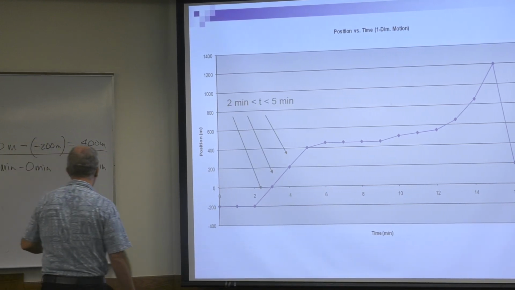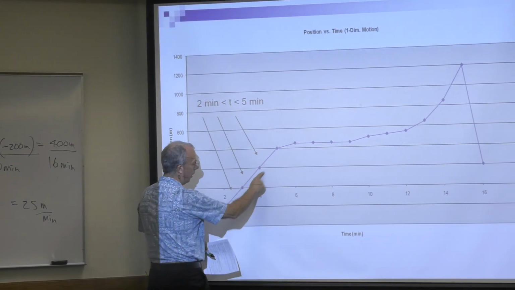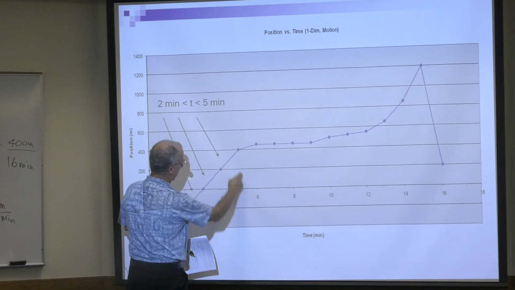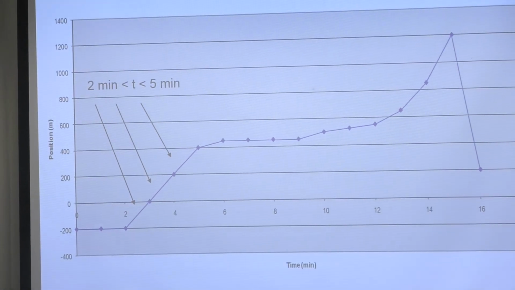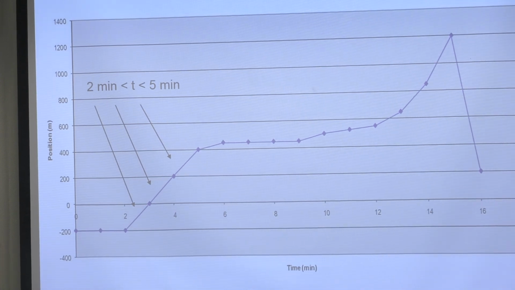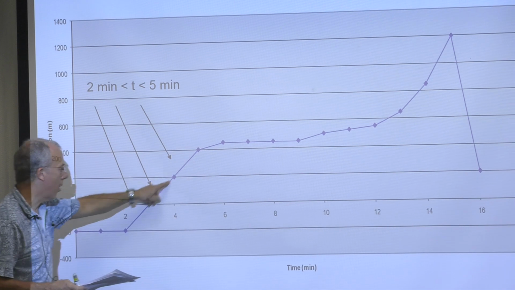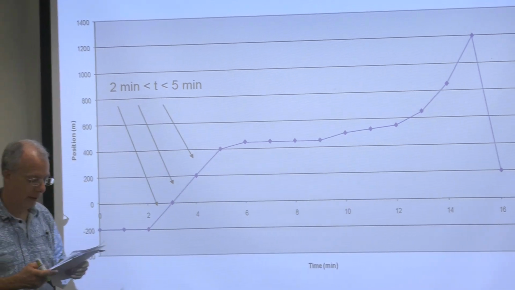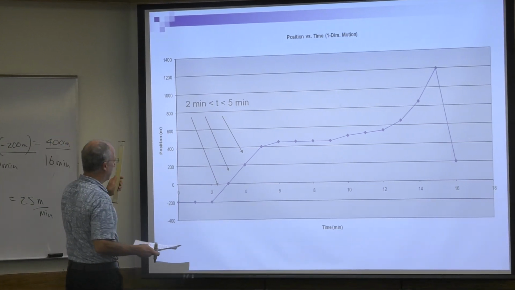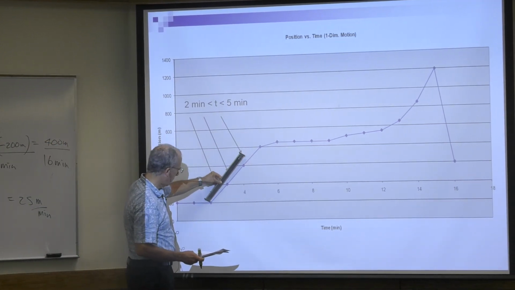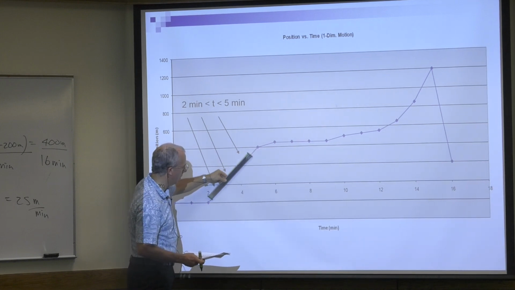All right, so what is this? Describe the motion from 2 to whatever that is, 5 or something like that. What kind of motion is that? Well, it's a straight line, constant slope. So this is uniform motion. The velocity is constant. And again, it's the slope, right? Here, the slope is constant. Velocity is constant. Uniform motion.